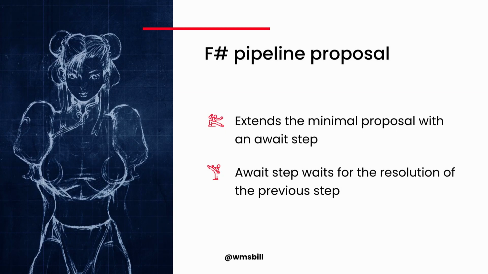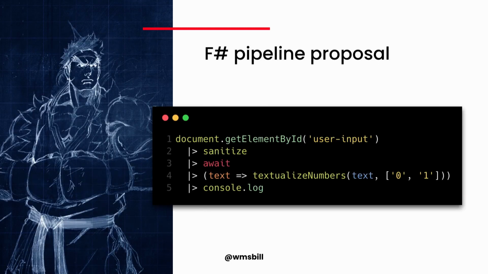That is the F# pipeline proposal, the other competing proposal. It just extends the minimal proposal with an await step. You can see in this example you have just a solo await step, and this means it needs to await the previous step to be finished. Then, as soon as the previous step is finished, it passes further to the next step. You can still see that the arrow function is wrapped with parentheses, but I will show you how we can solve this in just a couple of minutes.